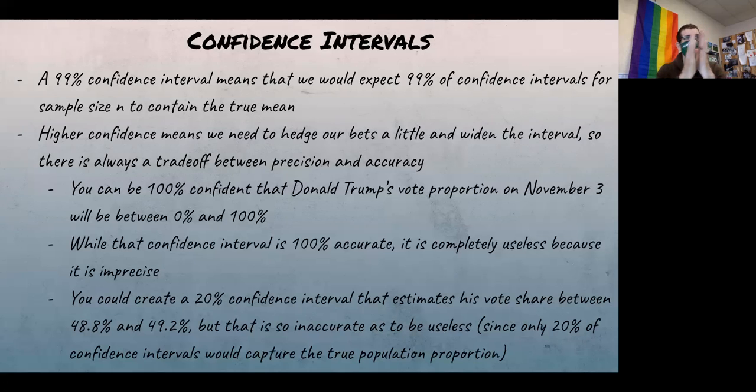So we could have a really narrow range that is inaccurate, or we could have a really wide range that's imprecise and useless. So we try and strike the balance. And typically that's at the 90, 95, or 99% level.